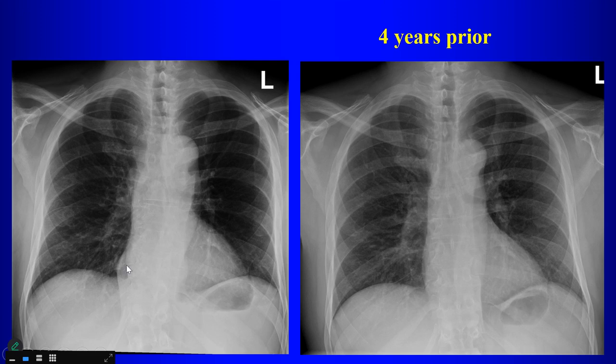Right paravertebral. What is this then? This is the right heart border. That's the right heart border. So this is extending below the diaphragm. That's not the right heart border. So what is this? It's right paravertebral.